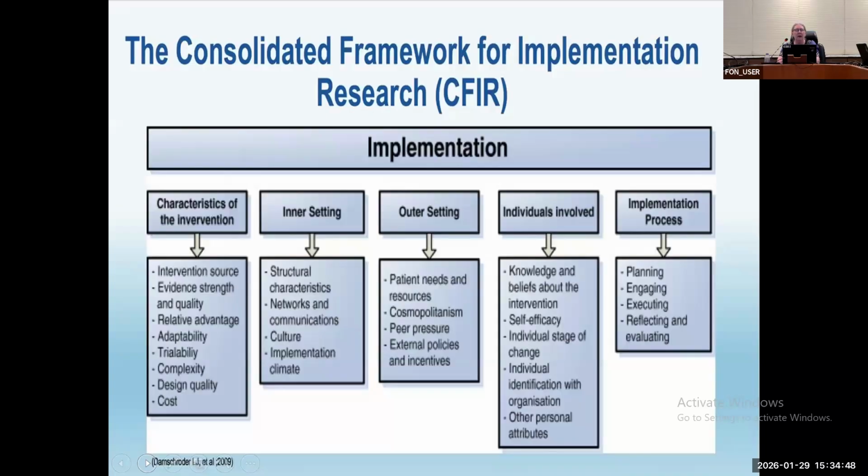So really, there are 5 pieces to CFIR. First is the characteristics of the intervention. Then we look at the inner setting, the outer setting, the individuals involved, and the implementation process. And so these are the 5 pieces that we look at when we're thinking about whether or not we can implement it. Okay, so this is what we need to assess.